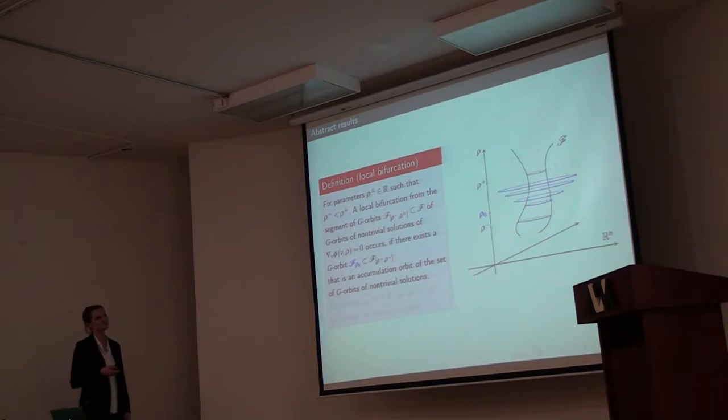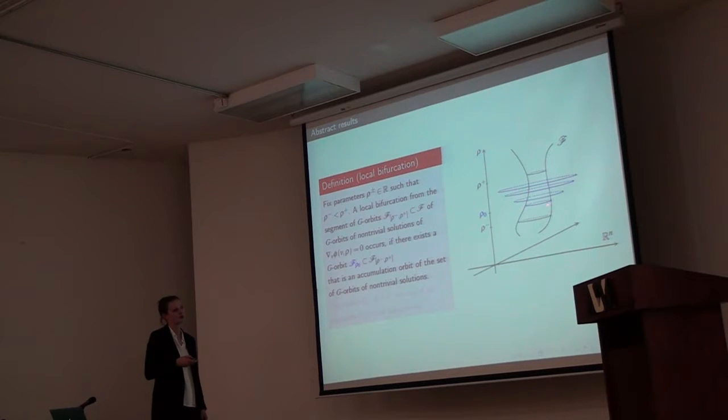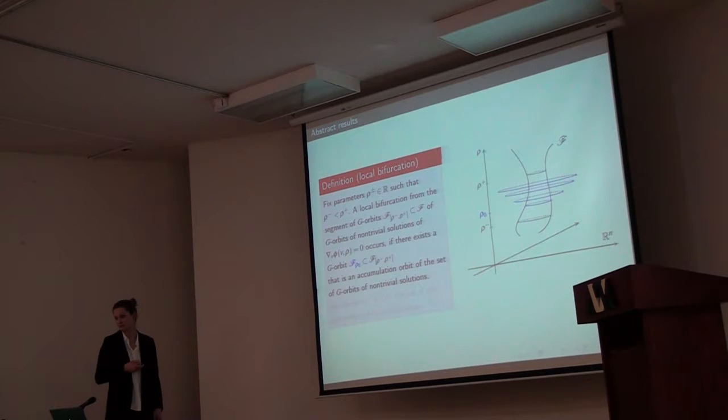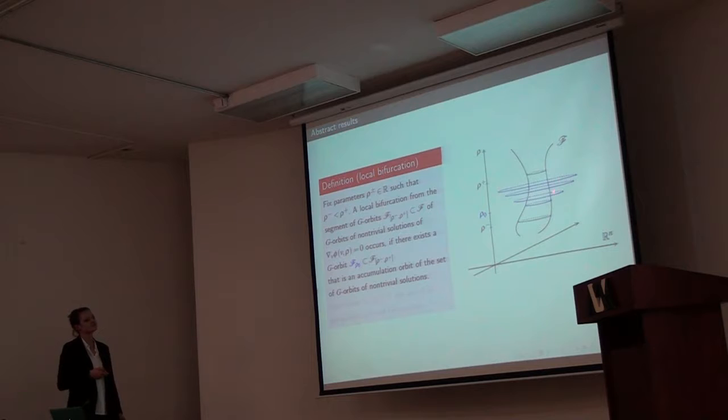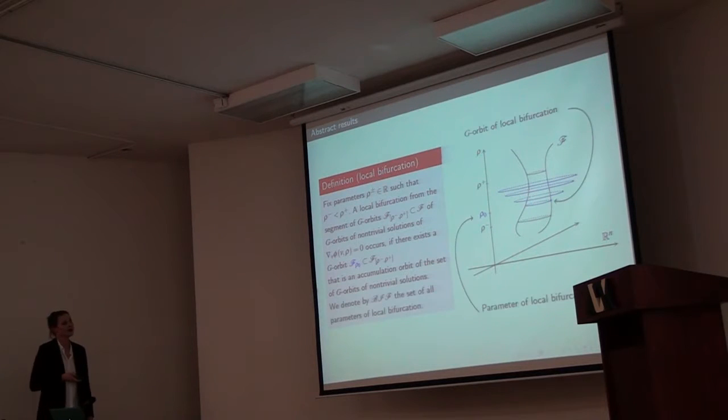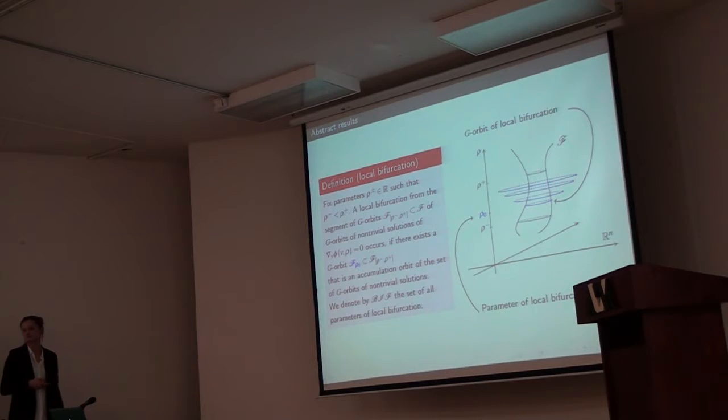So it means we can think about orbits, but we can think about points. So here is our trivial central configuration at the level rho zero. And we can say that from this level, bifurcation occurs if we have a sequence of non-trivial central configurations approaching this level. And then we can say that the parameter is a parameter of local bifurcation, and the orbit is just an orbit of local bifurcation, and by this symbol we'll denote the set of all parameters of local bifurcation.